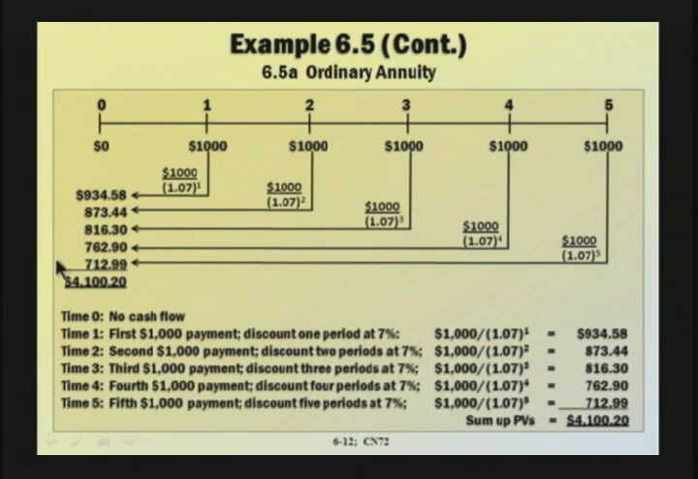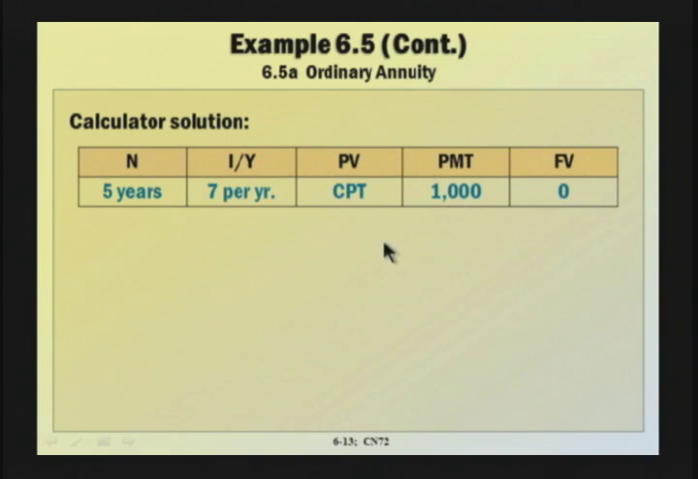Now the calculator solution should be fairly straightforward. We know we're going to receive $1,000 at the end of each of the next 5 years. So we have a $1,000 payment amount. The 5 is the number of payments, and we make a note that it's years, they're annual payments. The 7% discount rate is the IY, and we make a note that it's per year. And also remember, this payment is per year. So everything is on an annual basis.